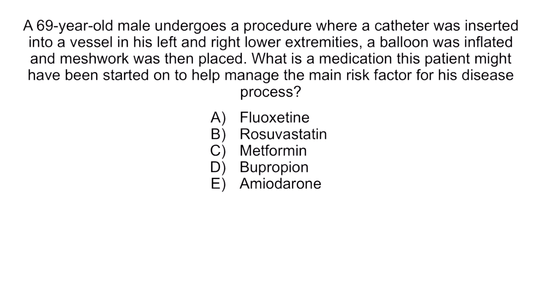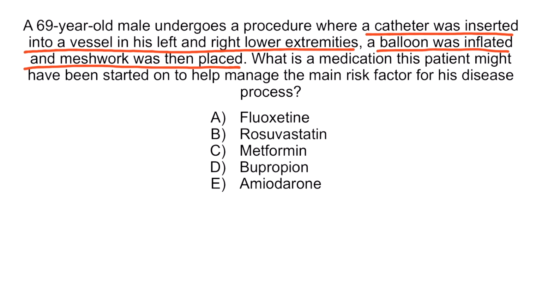All right, let's wrap up by finishing with a question. A 69-year-old male undergoes a procedure where a catheter is inserted into a vessel in his left and right lower extremities. A balloon was inflated and meshwork was then placed. What is a medication this patient might have been started on to help manage the main risk factor for his disease process? A. Fluoxetine, B. Rosuvastatin, C. Metformin, D. Bupropion, or E. Amiodarone.